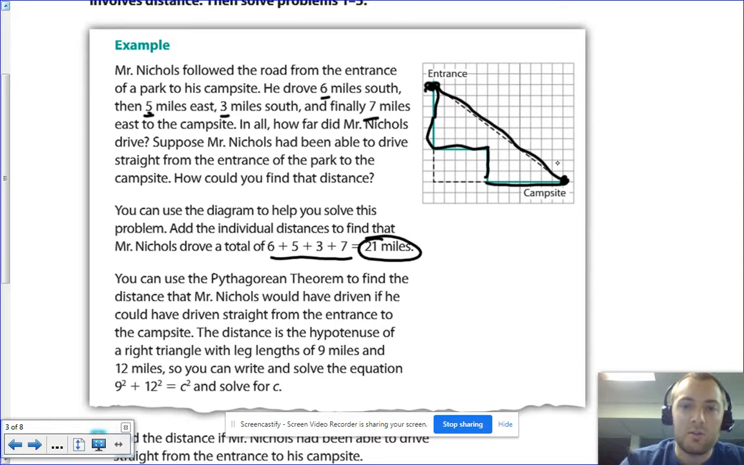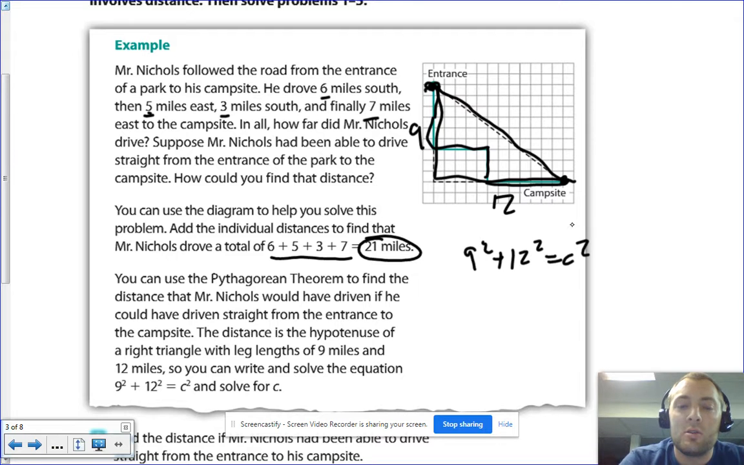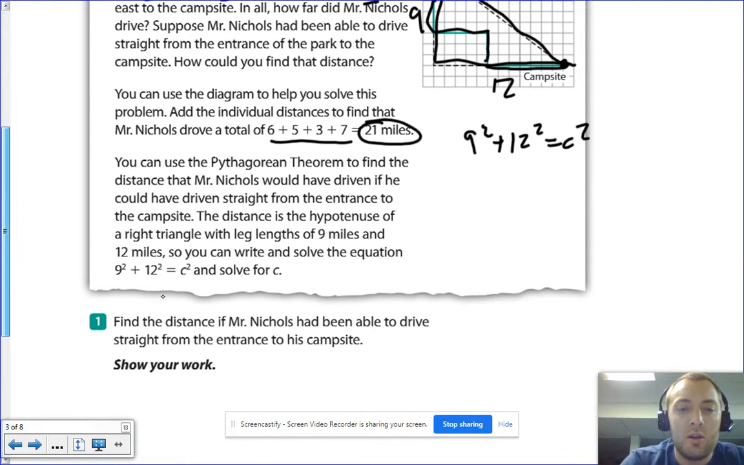Because if we actually draw this all out, ignoring that stuff in the middle, we would have a right triangle, which, again, you can count total number of miles south and total number of miles east. I think it was 9, so 1, 2, 3, 4, 5, 6, 7, 8, 9 miles south, and this is 12 miles east, and you can use the Pythagorean Theorem, 9 squared plus 12 squared equals c squared, and solve it for c. And that's actually what was done. It was set up here as well in this bottom paragraph.